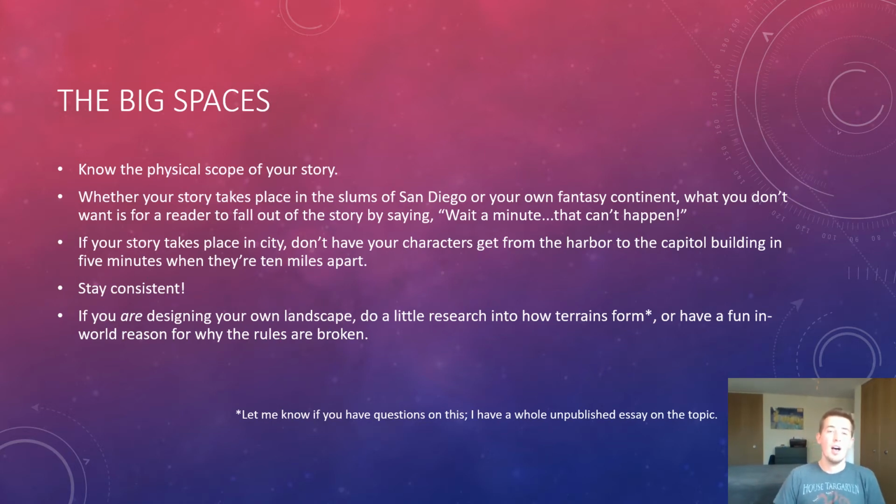Lastly, if you are designing your own landscape, your own world, your own city, what have you, do some research into how terrains form, into what's reasonable for the kind of world you're building. I love to bash on the map for the Lord of the Rings because mountains don't form right angles ever naturally. And likewise, rivers don't flow through mountain ranges because to do so they would have to go uphill.